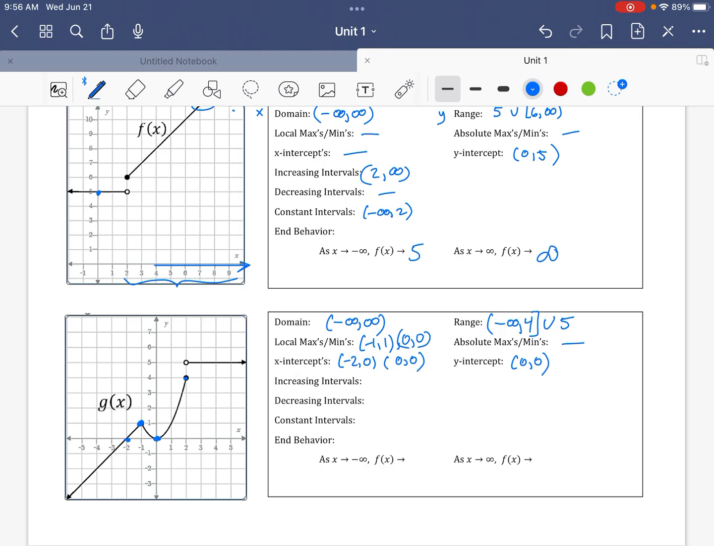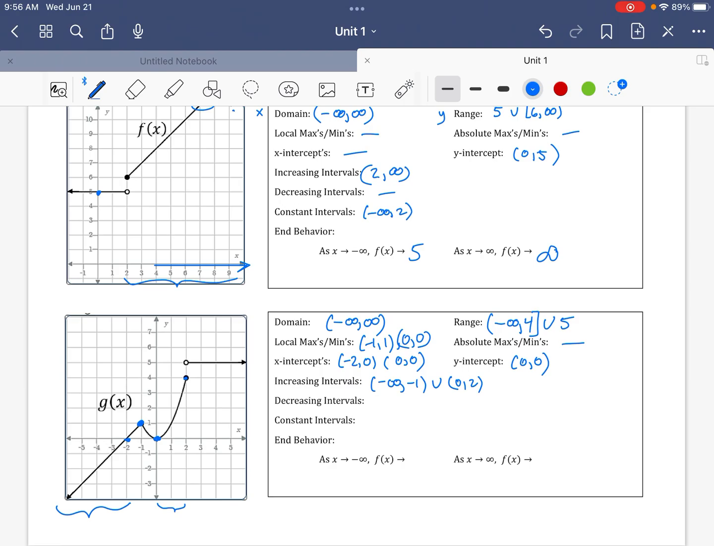All right, increasing interval. So remember, we're looking for a positive slope. So this area is a positive slope, and this area is also rising. It's increasing. Anything that has like an increase to it, a positive slope. Okay. All right, so we're going to name those two areas. So one of them goes from negative infinity to negative 1. And then the other area goes from 0 to 2. Remember, always use x values and always use parentheses.